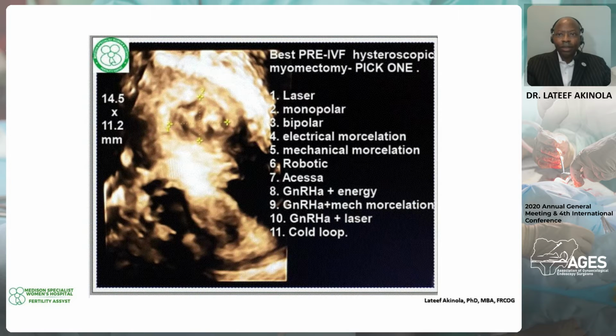What are the best pre-IVF hysteroscopy options you can use? For myomectomy, you can pick one. You have laser, monopolar, bipolar, modulation, mechanical, electrical, robotic. And of course, you can use GnRH analog plus or minus energy or mechanical modulation plus laser to do your procedures. The type of equipment you have, as I said earlier on, depends on what you have in your department and of course your experience with any of this.